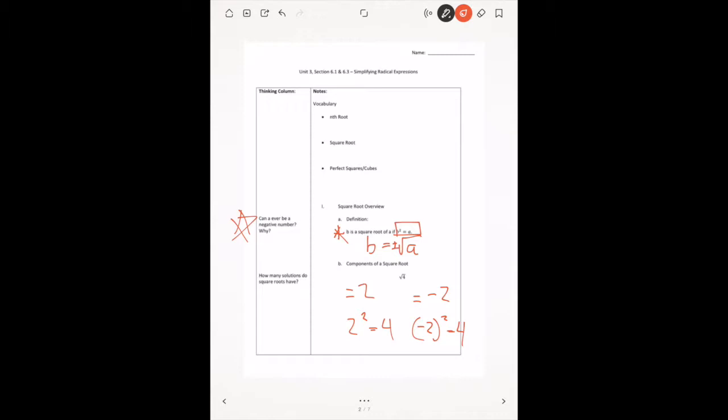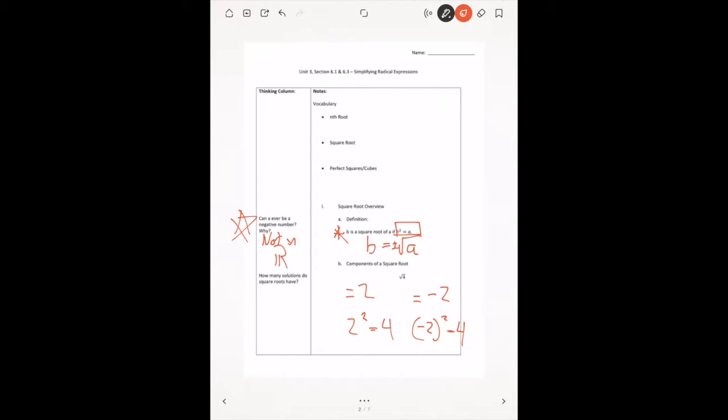All right, hopefully you took some time to pause the video and think about this. Can a ever be negative? Not in the real numbers. If you're thinking of any number on the number line, there is no way you can take any number on the number line, square it, and get a negative number, because anything squared is positive. Positive times positive is positive, negative times negative is positive, so there's no way a can ever be a negative number in the real number system.